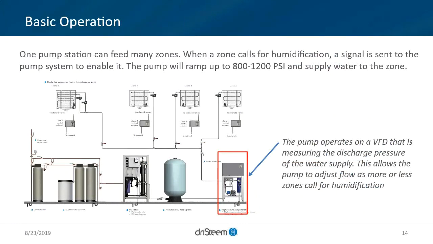So a basic operation of high pressure atomization is one pump station can feed many zones. It's not dependent. It's not a one-to-one relationship like we typically see on generators to dispersion from an isothermal perspective. But when a zone calls for humidification, that signal is sent to run that pump. And that pump will get up to speed through its VFD and maintain an outlet pressure. Once that zone closes, that pump internally recirculates and is ready for on-demand service for a set amount of time.